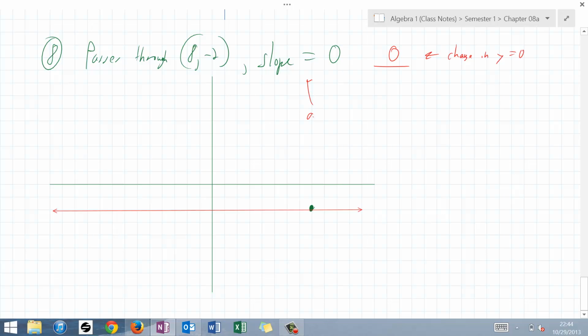In fact, all horizontal lines have a slope equal to 0. That's enough for today.